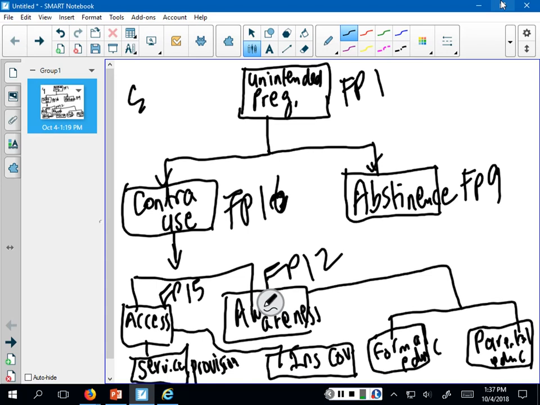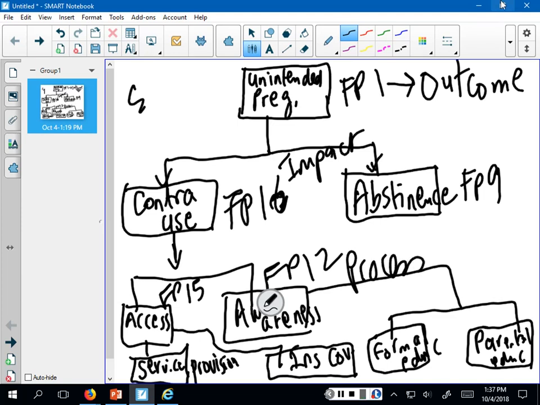So FP1 will be called what? Your outcome, impact, or process objective in our example. Outcome. Again, in some literature, it may be the impact, but that's okay. FP16 and FP9 are what type of objectives in this example? Impact. And FP15 and FP12? Process.